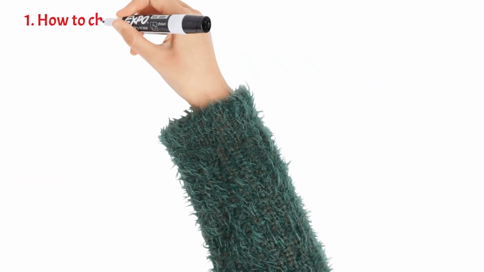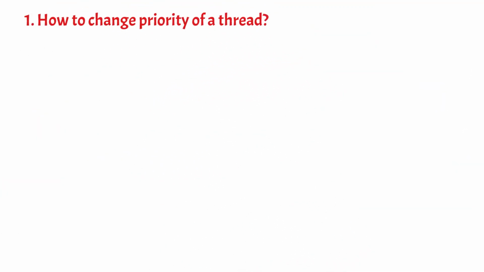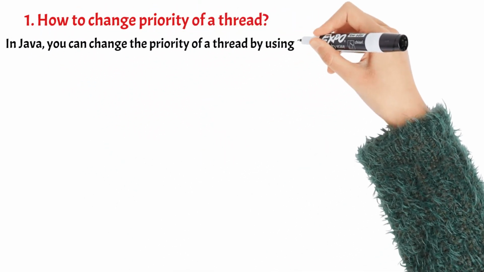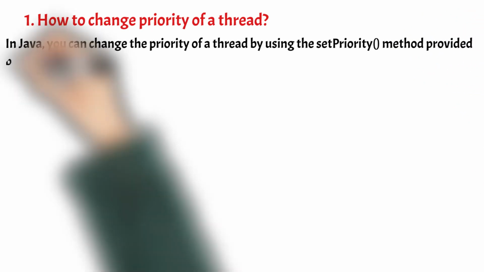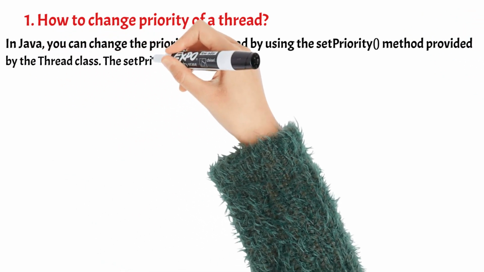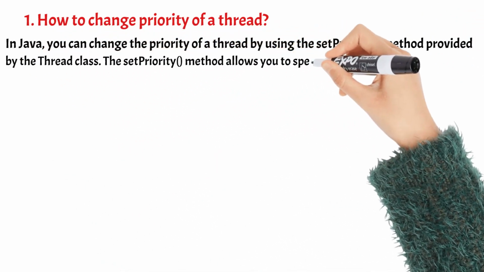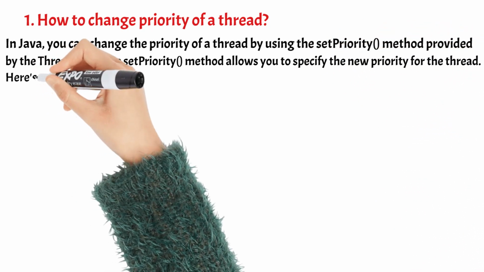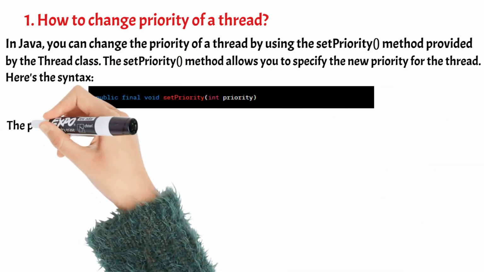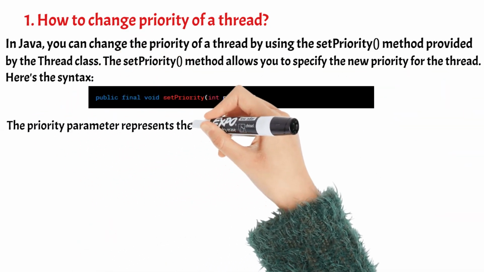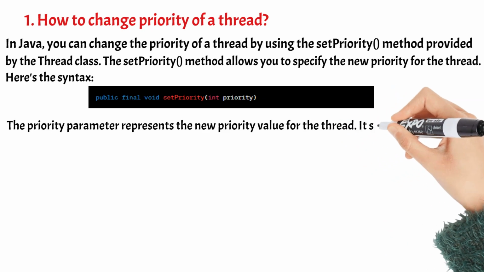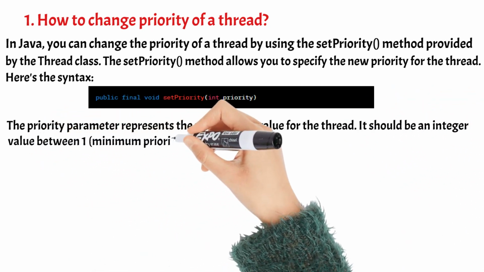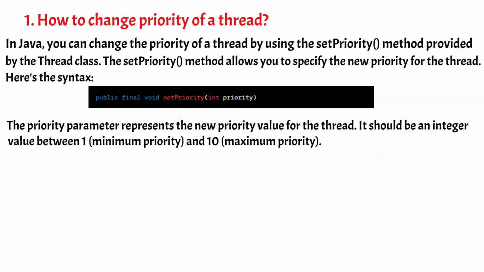1. How to change priority of a thread. In Java, you can change the priority of a thread by using the setPriority method provided by the Thread class. The setPriority method allows you to specify the new priority for the thread. Here's the syntax. The priority parameter represents the new priority value for the thread. It should be an integer value between 1 (minimum priority) and 10 (maximum priority).